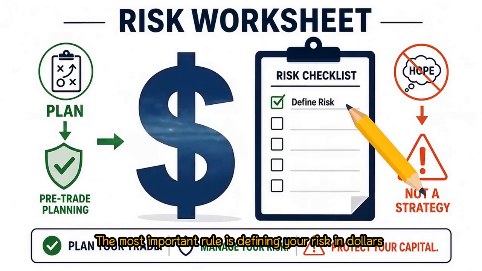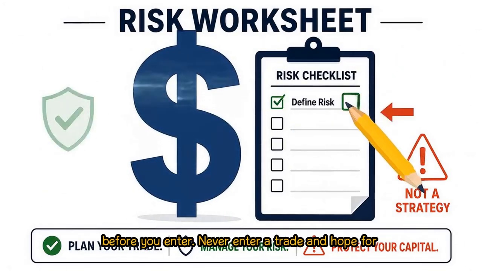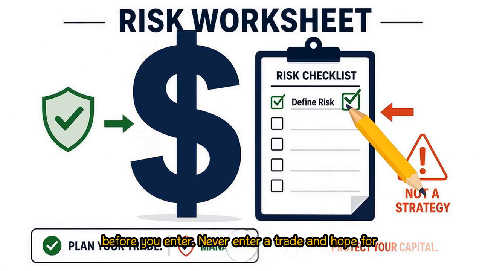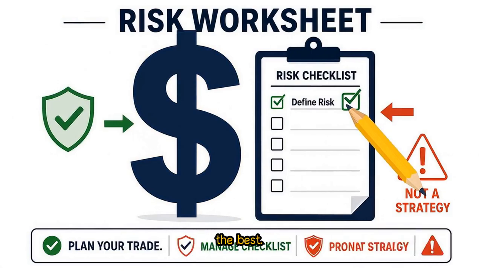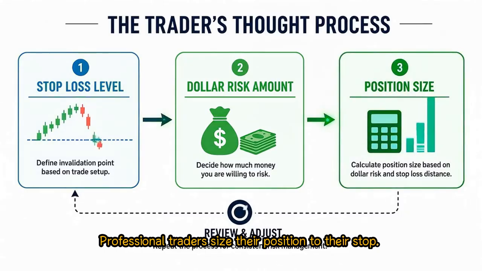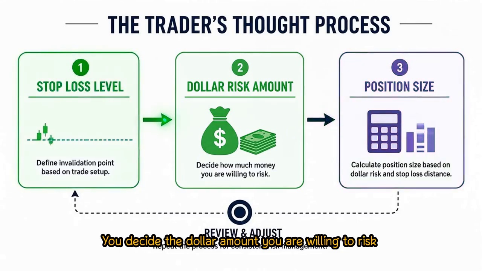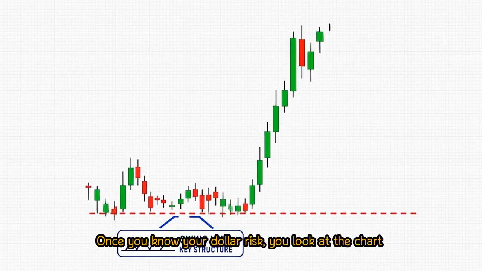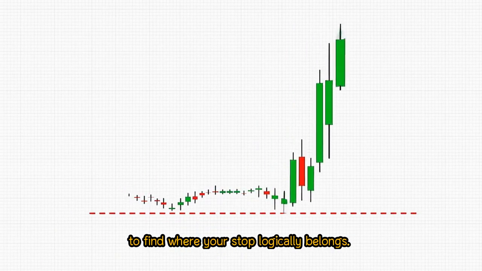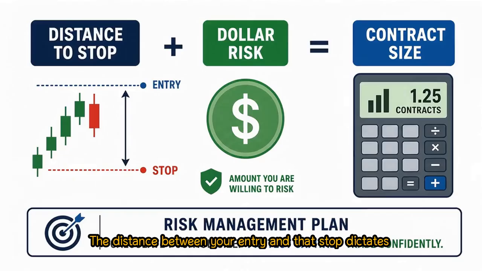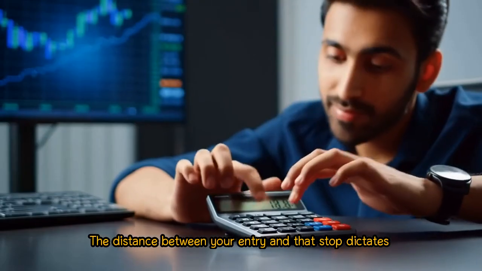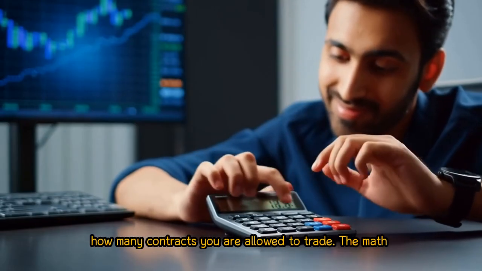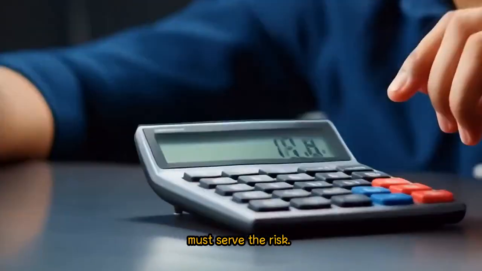The most important rule is defining your risk in dollars before you enter. Never enter a trade and hope for the best. Professional traders size their position to their stop. You decide the dollar amount you are willing to risk on the idea first. Once you know your dollar risk, you look at the chart to find where your stop logically belongs. The distance between your entry and that stop dictates how many contracts you are allowed to trade. The math must serve the risk.